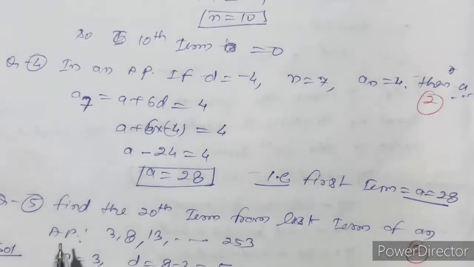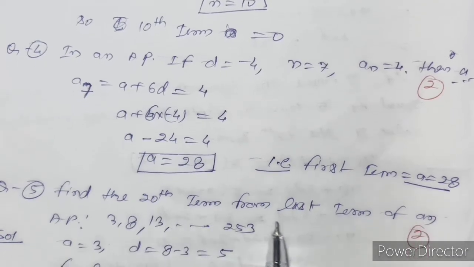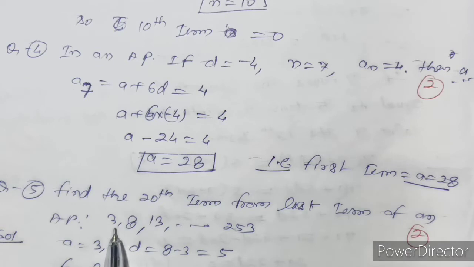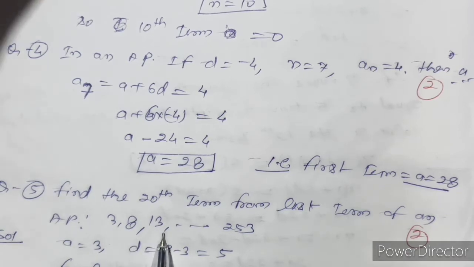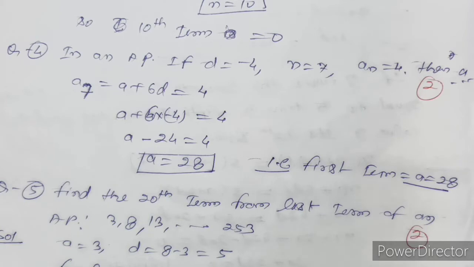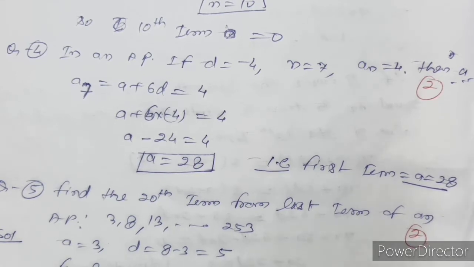In question number 5, find the 20th term from the last, if the series is 3, 8, ... 253. The first term is a equals 3 and the common difference is 5. From the last term, if we talk about the last term, we start writing the series in reverse. In the reversed series, 253 becomes the first term, and the common difference becomes negative.